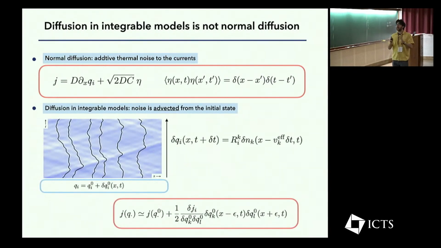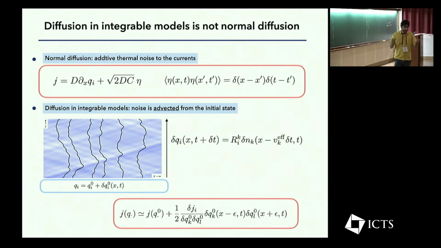Integrable models have a completely different type of diffusion. You have some initial fluctuation in your initial state, which then propagates ballistically. They propagate in a deterministic way. But still, they give rise to diffusion because your current is a function of the charges, and these charges locally fluctuate. So in order to see diffusion, you have to expand your current in terms of the conserved quantities and look, for example, at the quadratic fluctuation of these charges in terms of your current.